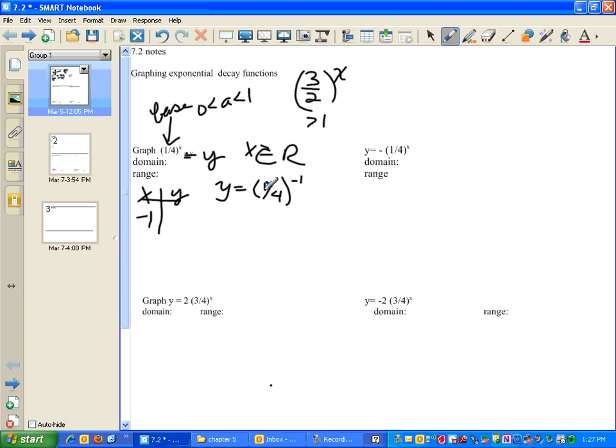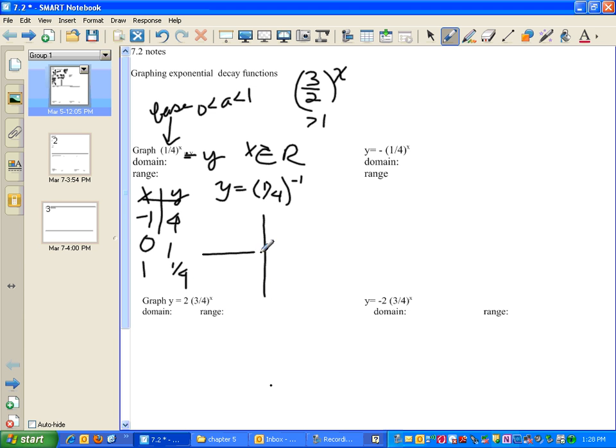Which is 4. So y will be 4. If x is 0, what is y? Well, it's 1/4 to the 0, so 1. Anything to the 0 is 1. And if x is +1, we're going to get 1/4, correct? Does that make sense?